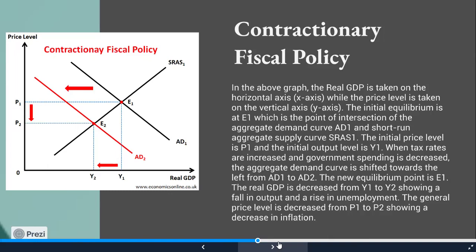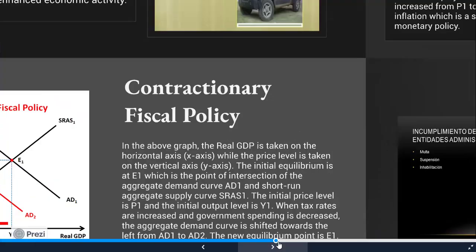Now the new equilibrium point is E1. The real GDP is decreased from Y1 to Y2, showing a fall in output and a rise in unemployment. The general price level is decreased from P1 to P2, showing a decrease in inflation.